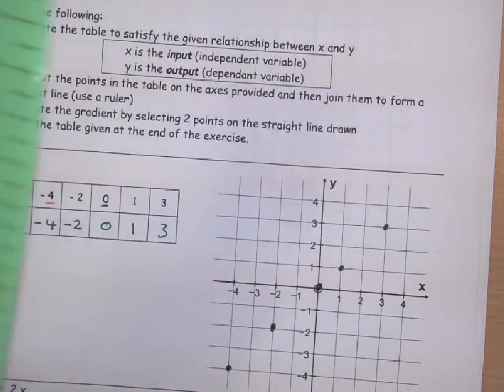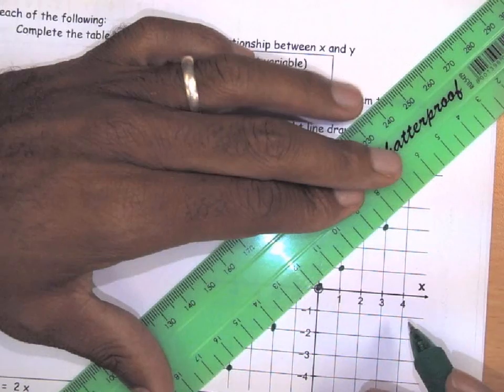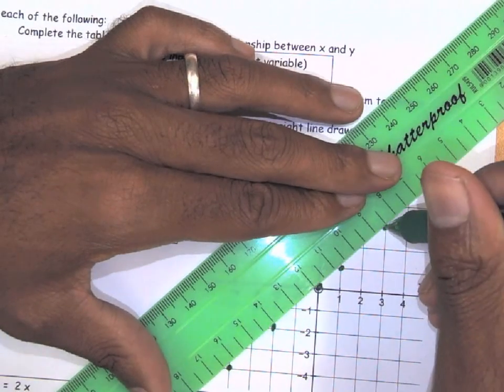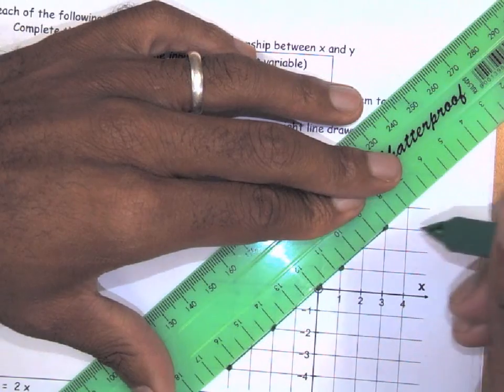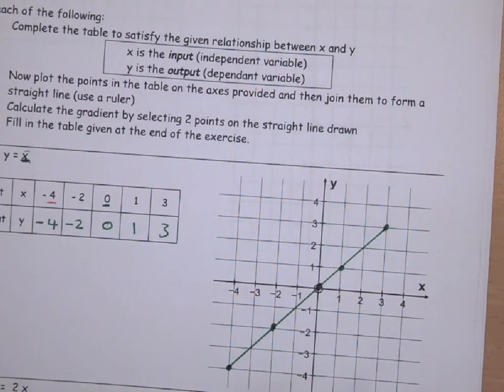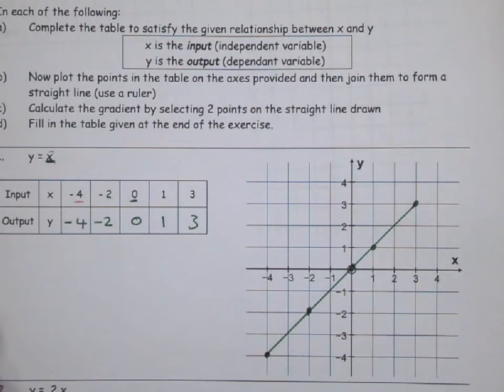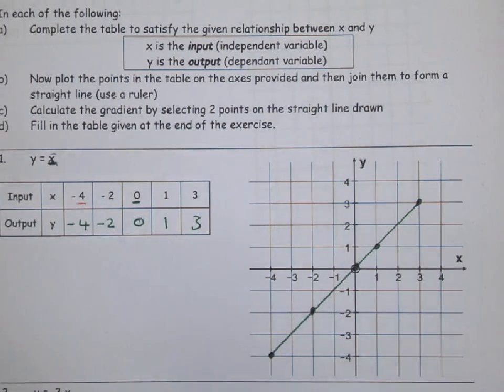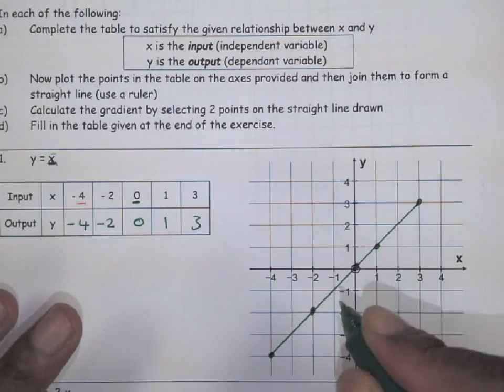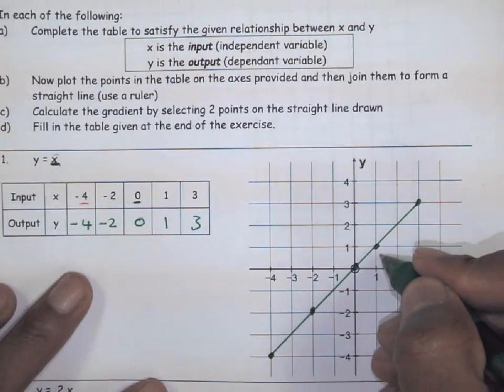Now I'll use my ruler to connect the points. If I use my ruler to connect the points, there it is. Now the last part is to calculate the gradient. So to calculate the gradient, use any two points you want to. So let me say I'll use this one.